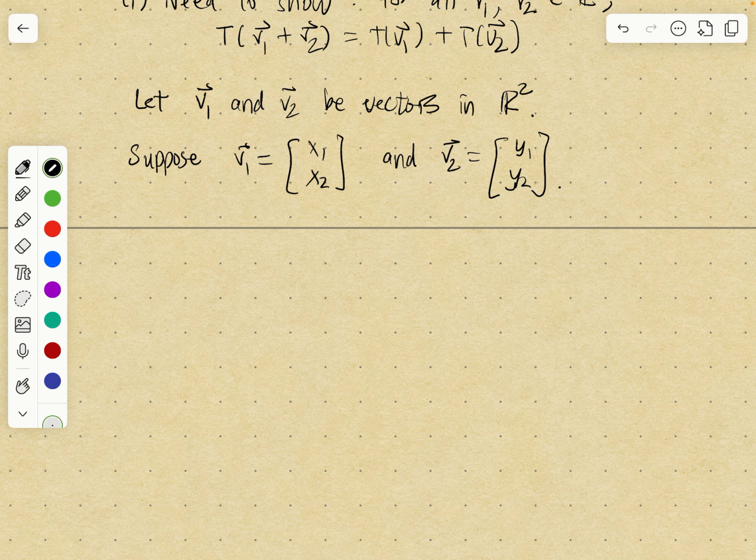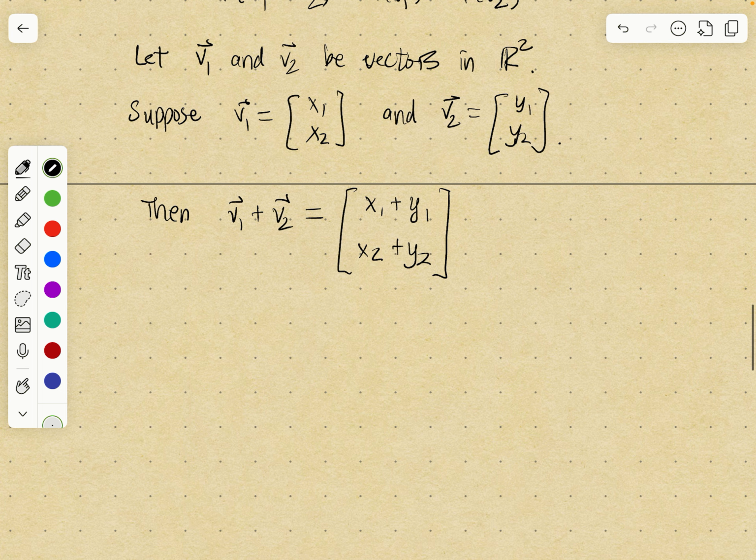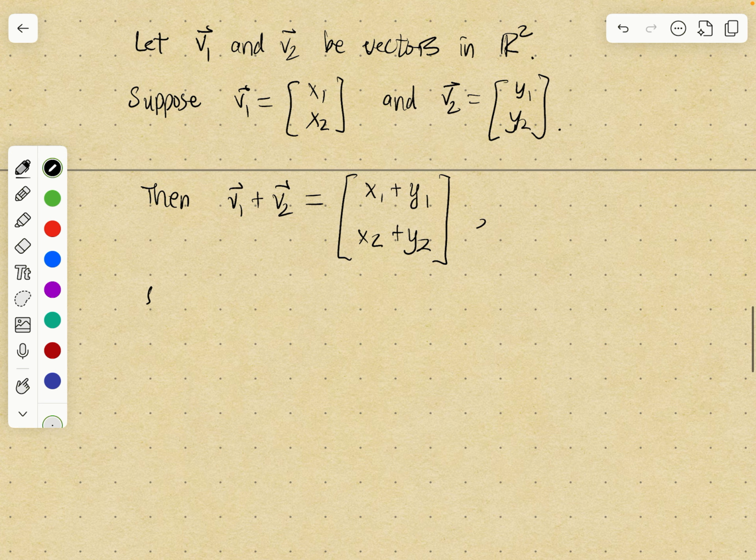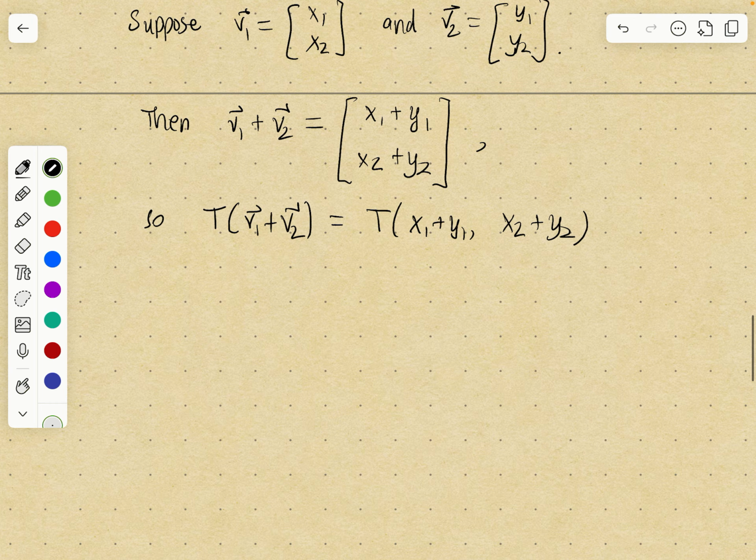So now we calculate the left-hand side. Okay, T of v1 plus v2. Well, first we need to figure out what v1 plus v2 is. So v1 plus v2 is going to be, the first component is x1 plus y1, and then the second component is x2 plus y2. So then you have that. And so what's T of v1 plus v2? Well, that's going to be T of (x1 plus y1, comma, x2 plus y2). And what's that going to be?